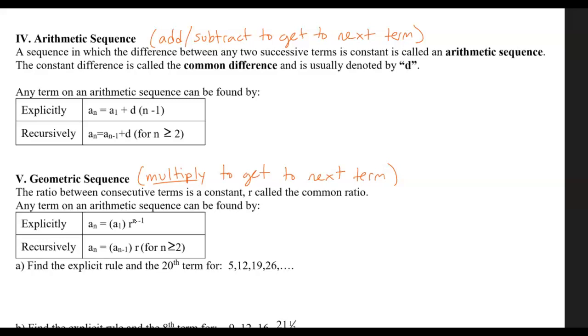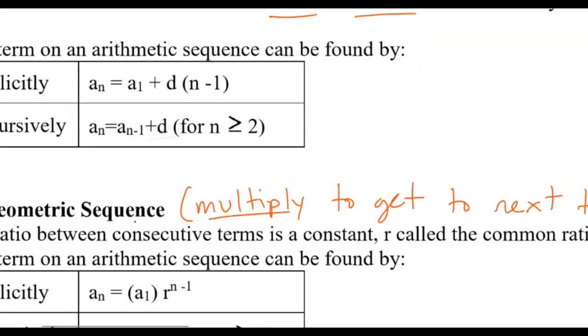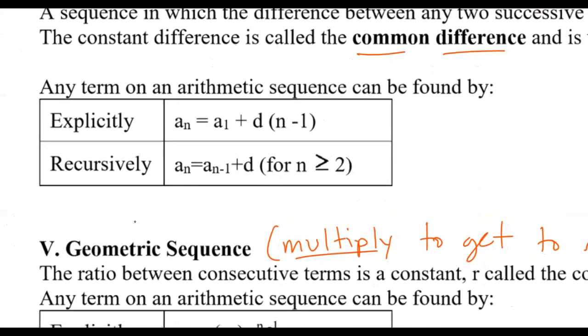Now, when we have an arithmetic sequence, we're adding and subtracting to get to the next term. The difference between two successive terms is always constant in this case. And that difference is called the common difference, and it's denoted as D. And just like I was explaining before, there's two ways to define this arithmetic sequence. One is explicitly, and the second is recursively. Remembering that, when we are recursively defining, we need to state what the first term's number is, A sub 1. We need to put what number that first term has.